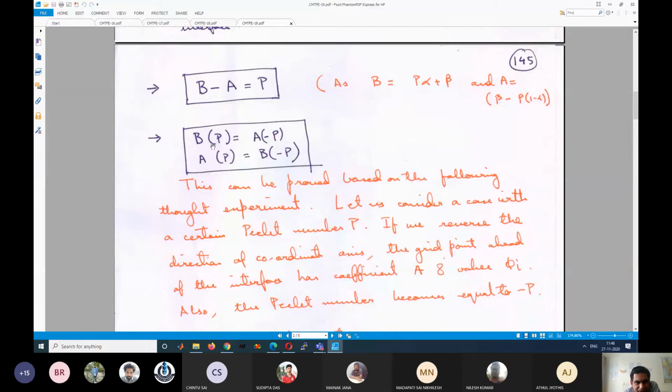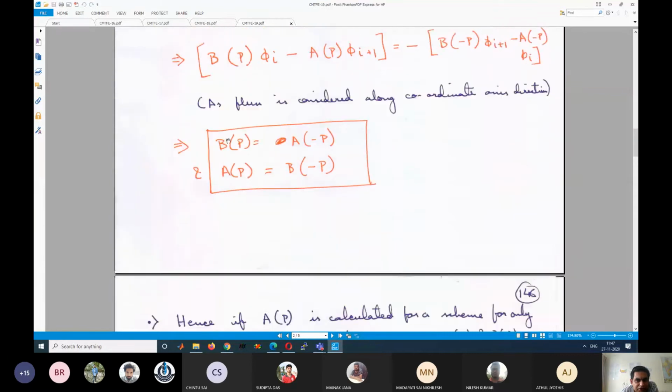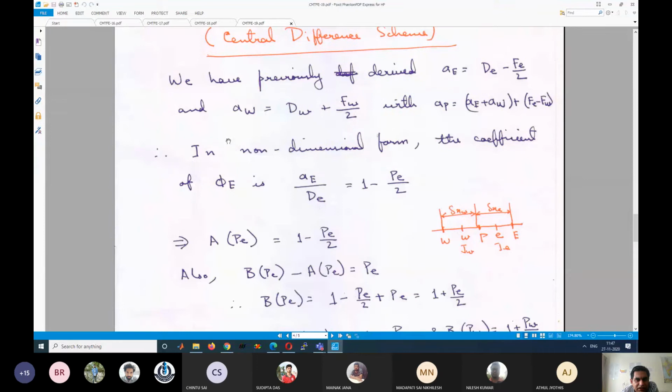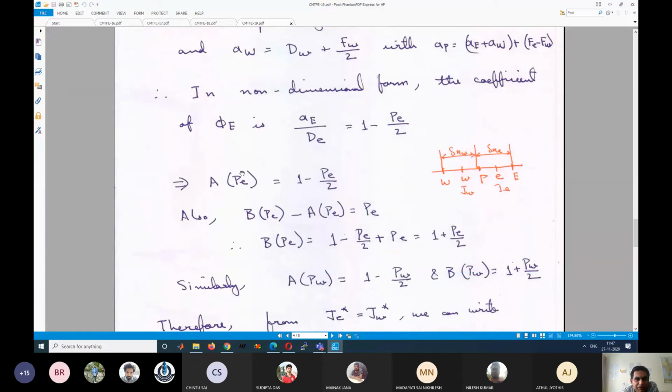Now the second feature tells us that B of P should be equal to A of minus P. So B is some expression of P. Let me show you what type of function B can become. For example, for central difference scheme, B of P can be written as 1 plus P by 2 and A of P can be written as 1 minus P by 2. We'll derive this later today, but for this moment just assume that B of P is 1 plus P by 2, and A of P is 1 minus P by 2.